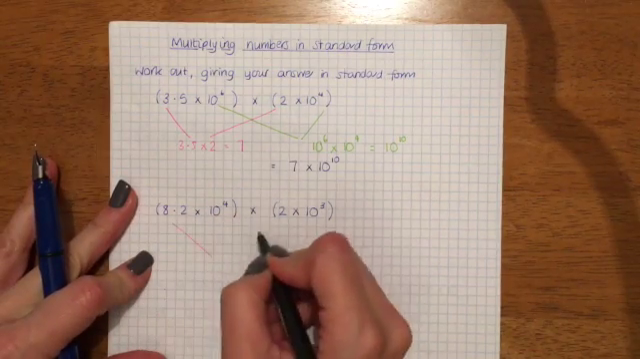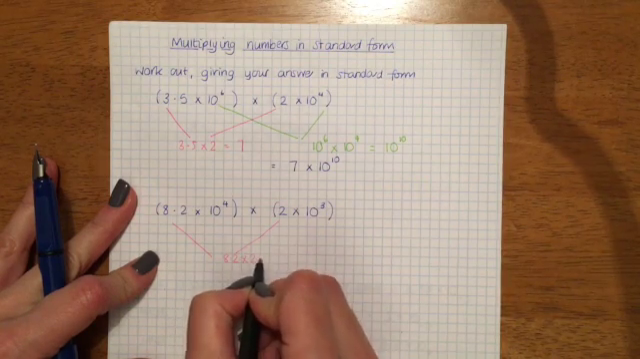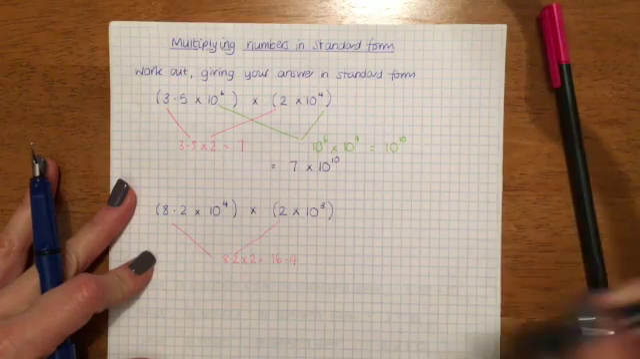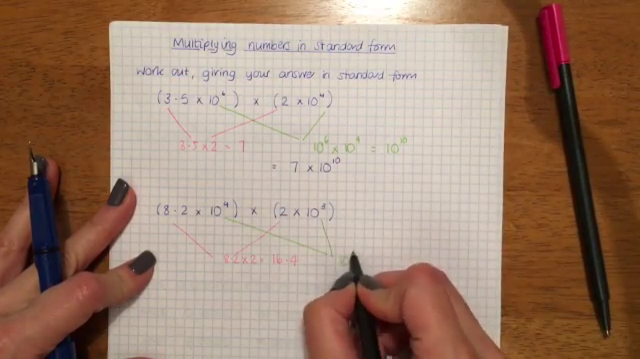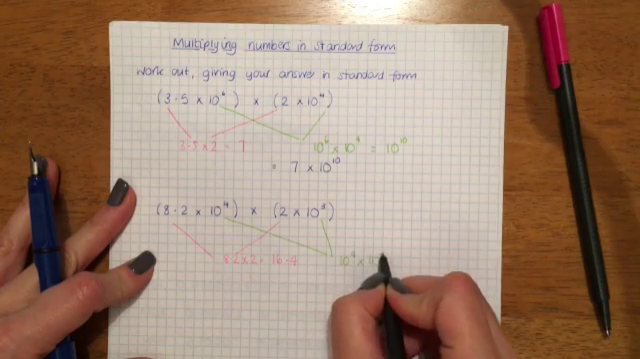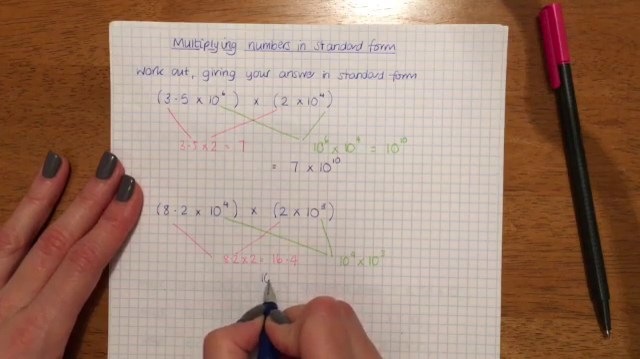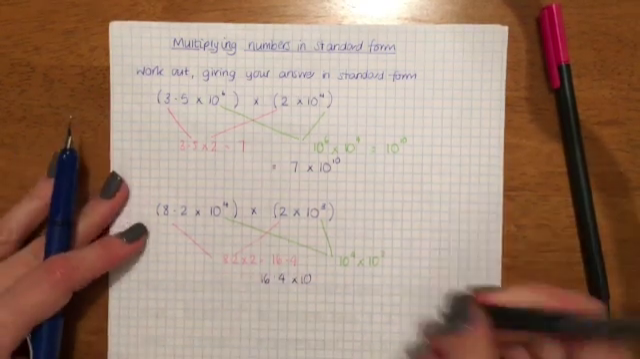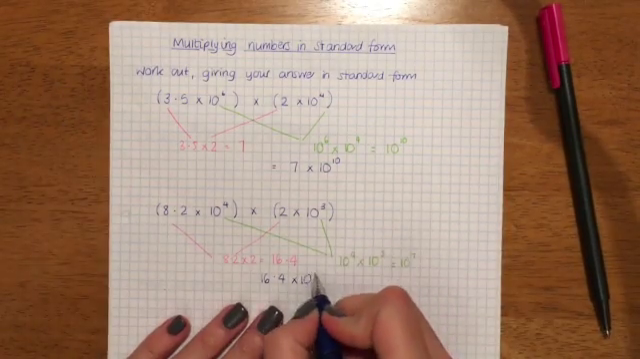We've got 8.2 times 2, which is 16.4. Then we'll work on our powers of 10. So I've got 10 to the power of 4 times 10 to the power of 3. If I write my answer now, I've got 16.4 times 10. Oh, I didn't put the answer here, did I? This one's 10 to the power of 7, isn't it? To the power of 7.